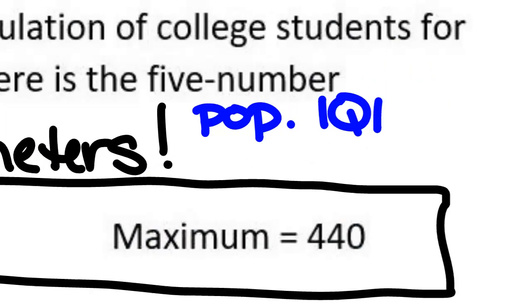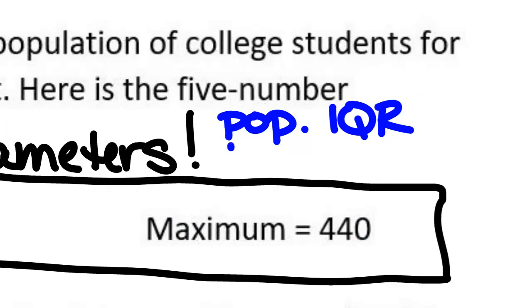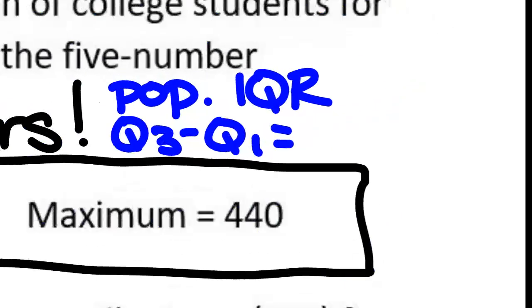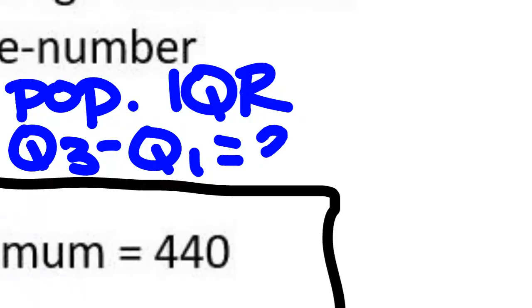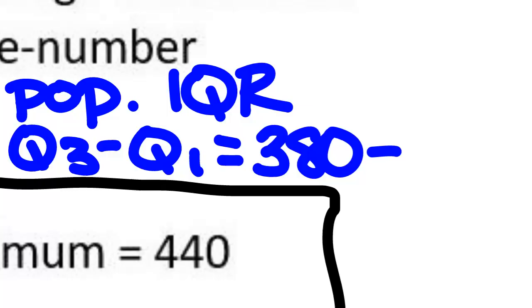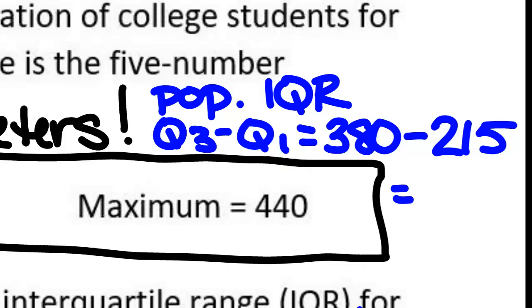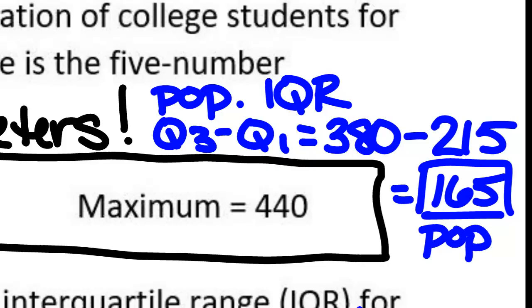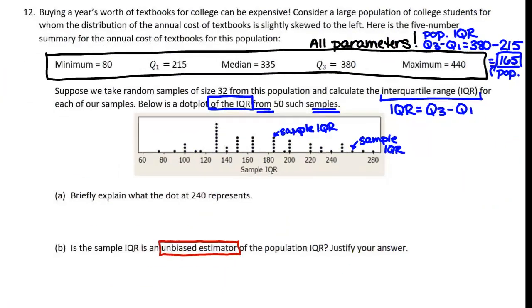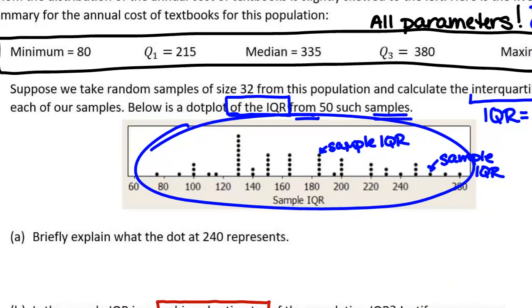So let's do our population IQR first. We're going to do Q3 minus Q1. What's Q3? 380 minus Q1, which is 215. And what do we get? 165. So here's for my population. That is the parameter that we are trying to estimate. If my dot plot down here is centered around 165, then we would say it's an unbiased estimator.